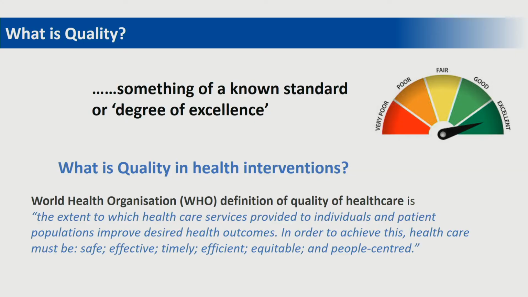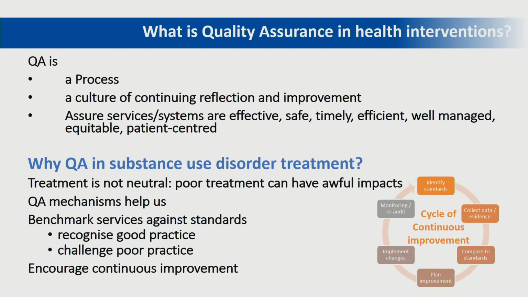So what is quality? Quality is something of a known standard or a degree of excellence. And what's quality in health interventions? There's a good World Health Organization definition that talks about it's the degree to which health services provided to individuals and patient populations, so population level as well, improve desired health outcomes. And to achieve that, the services must be safe, effective, timely, efficient, equitable, and people-centered. And these themes occur time and time again in the world of quality assurance. So, what else is quality assurance?